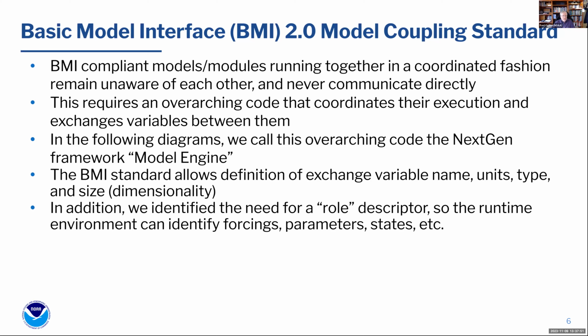The fourth bullet, the BMI standard allows definition of exchange variable name, units, type, and size in terms of, say, dimensionality of an array, et cetera, number of bytes per entry. In addition, the people developing the prototype of the NextGen framework identified the need for a role descriptor, so the runtime environment can identify forcings, parameters, states, et cetera. And that's an important extension, if you will, to the BMI standard.